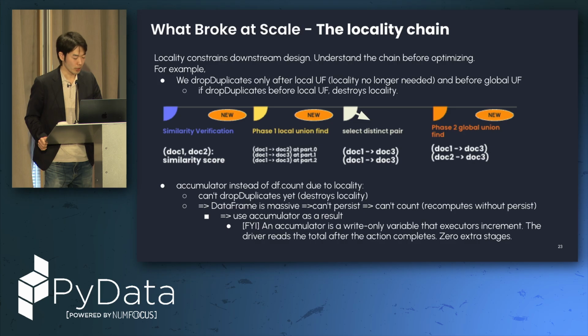Another example is accumulator instead of df.count. Many people use df.count for any purpose, for example statistic analysis and logging. In the locality sensitive system, and also for this web scale system, we can't drop duplicates, as I mentioned earlier, because that's going to destroy locality. So as a result, the DF is going to tend to be massive, and we can't persist it. And df.count without persist is going to recompute. So we needed to use the accumulator as a result.